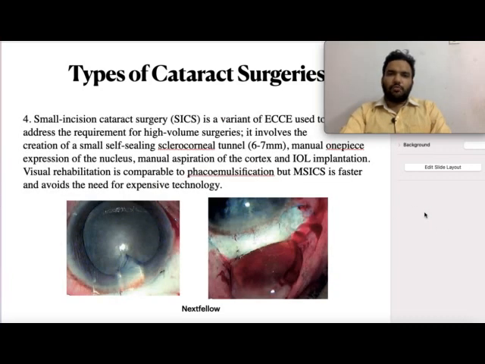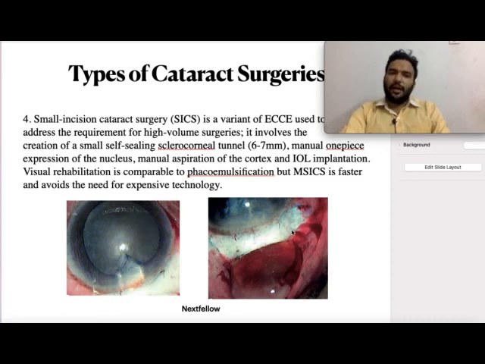And then small incision cataract surgery, which in India we do a lot of, because there is a voluminous number of patients. So we have to make a tunnel, and this is how the tunnel is made. And then by manual aspiration, we express the nucleus, manually aspirate the cortex, and implant the IOL.